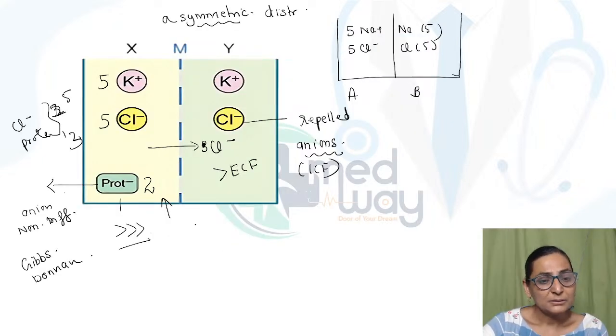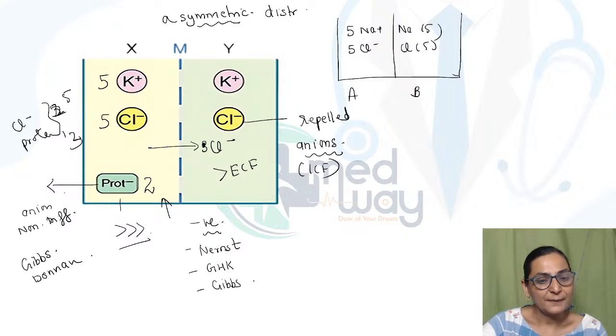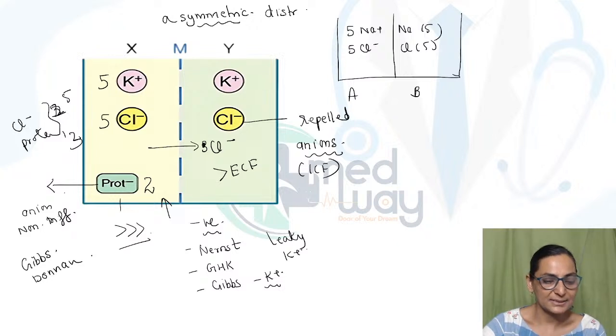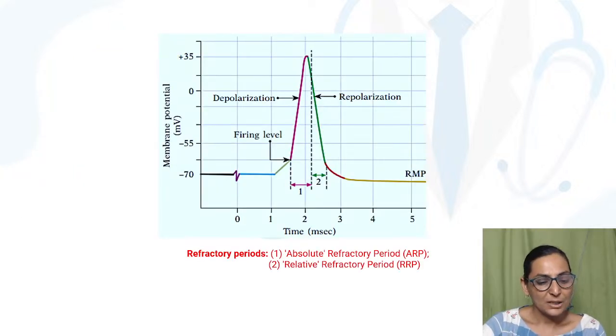So remember, जब भी आपको resting membrane potential समझना है, आपको understand होना चाहिए कि why it is negative. It is because of the anions. How is the contribution of the Nernst potential? How is the contribution of the Goldman-Hodgkin-Katz equation? How is the Gibbs-Donnan favoring the potassium ions to remain inside? What is the role of the leaky potassium channels? Okay? Now, move forward to action potential.